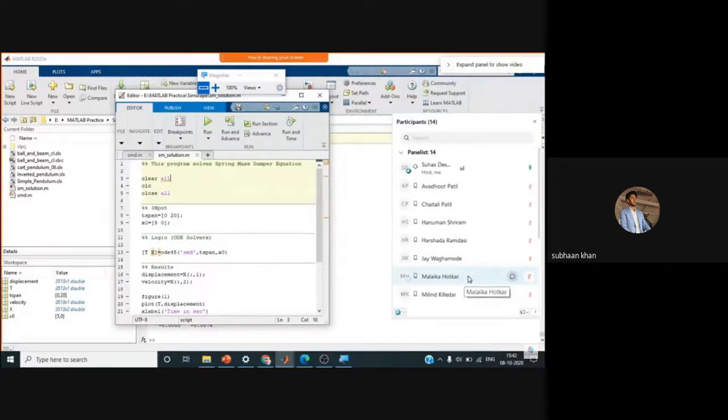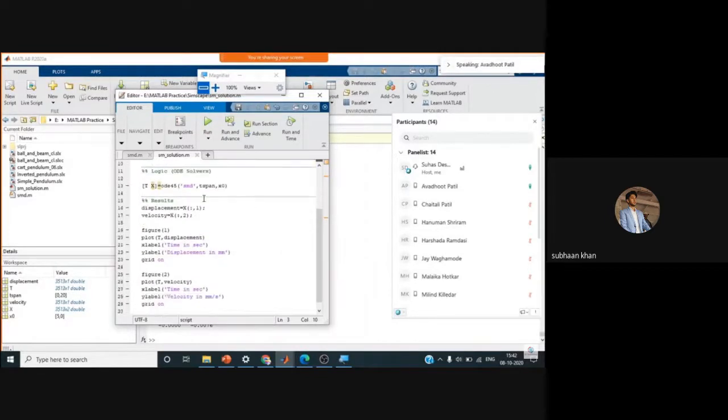Chaitali, Avdut, anyone can answer. What is the energy law? Energy cannot be created nor destroyed. Conservation, sir. What is meant by conservation? How does it work?